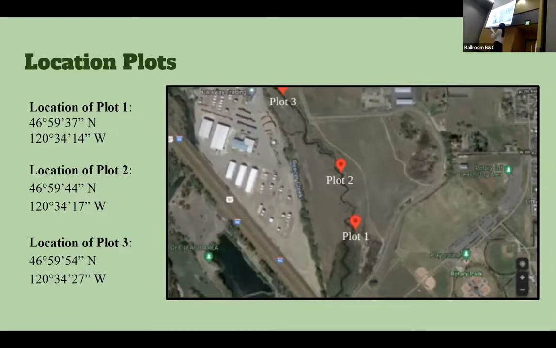And so here are the 3 location plots that we tested at. Each of these plots were tested 3 times at the river, ground, and trees, totaling 9. Plot 1 was downstream, plot 2 was midstream, and plot 3 was upstream.